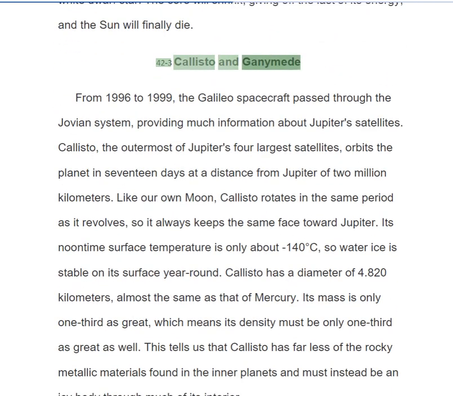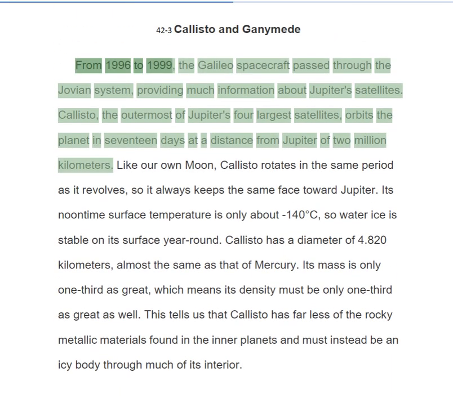42-3 Callisto and Ganymede. From 1996 to 1999, the Galileo spacecraft passed through the Jovian system, providing much information about Jupiter's satellites. Callisto, the outermost of Jupiter's four largest satellites, orbits the planet in 17 days at a distance from Jupiter of 2 million kilometers.